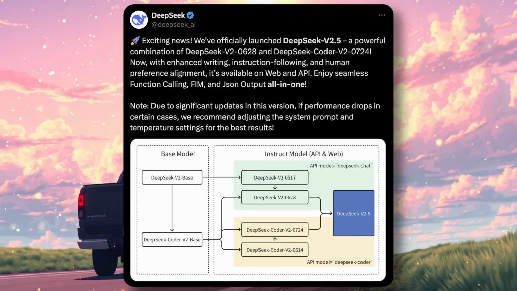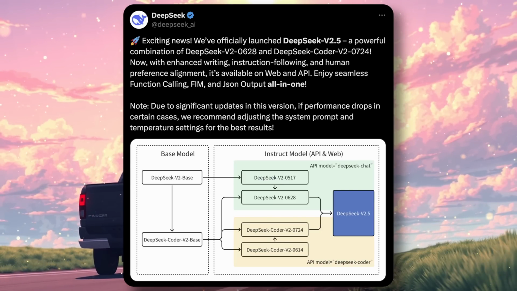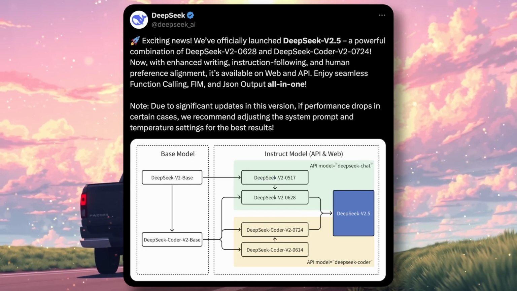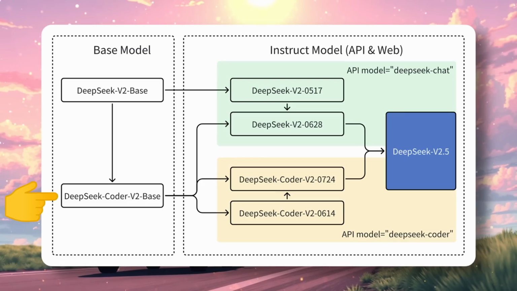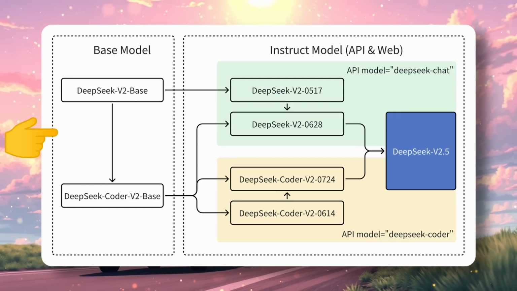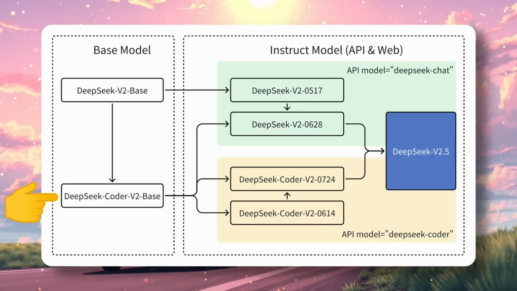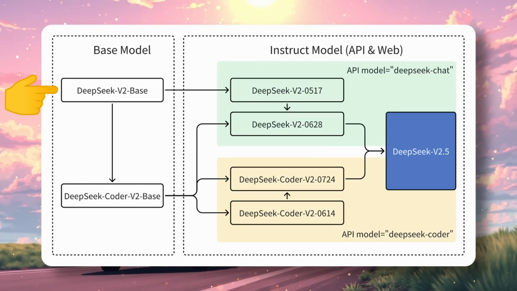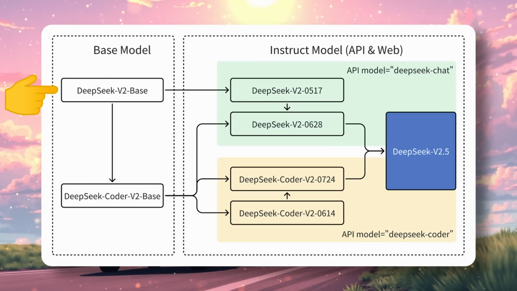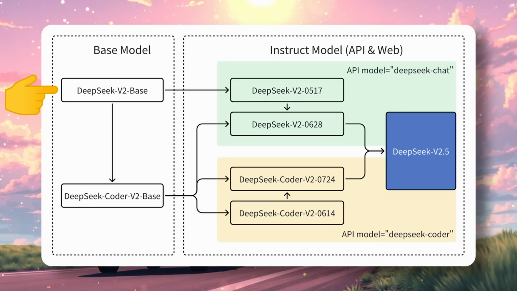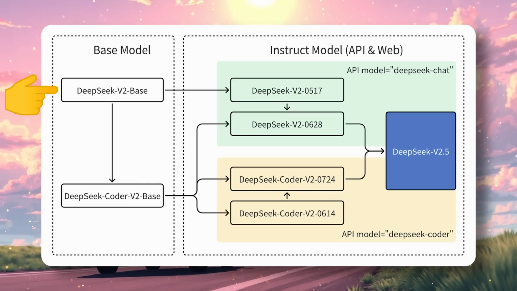A lot of models are being released these days, and now even DeepSeek has released a new model, DeepSeek V2.5. If you don't know about DeepSeek, it's a company that offers really good coding and general use open source models. The coding model is called DeepSeek Coder, while the general use model is simply called DeepSeek. They are also one of the cheapest models in terms of pricing.